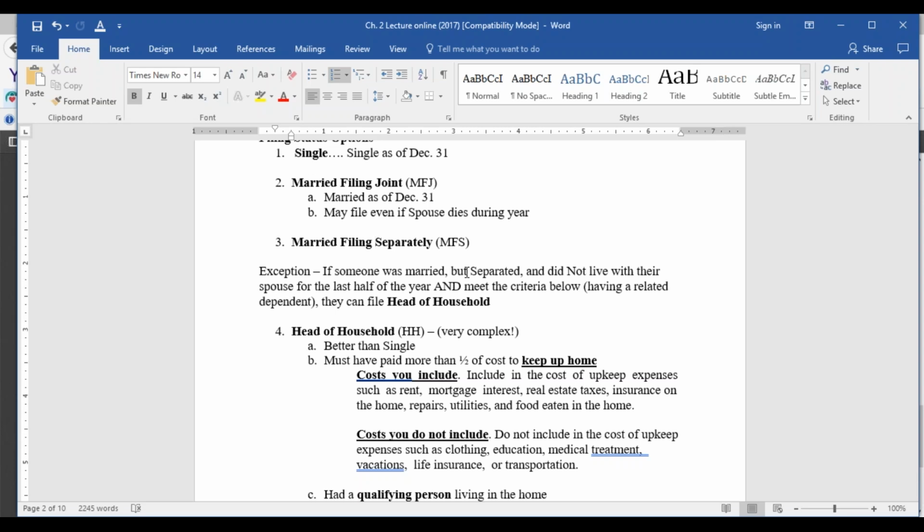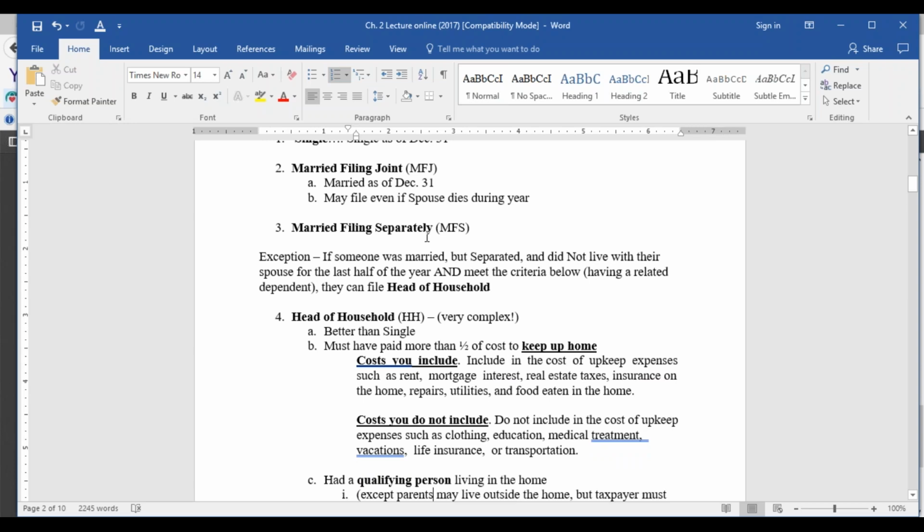Their spouse doesn't want to give them their Social Security number anymore. The spouse isn't there to sign the return. They're gone for whatever reason. So that's when you would do married filing separate. The only option to not do married filing separate, if you are still legally married, is this one.